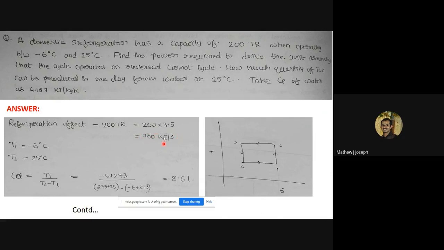What is the meaning of this 700 kilojoules per second? It means in 1 second, this domestic refrigerator will be producing a coolness, or a refrigeration effect, of 700 kilojoules.